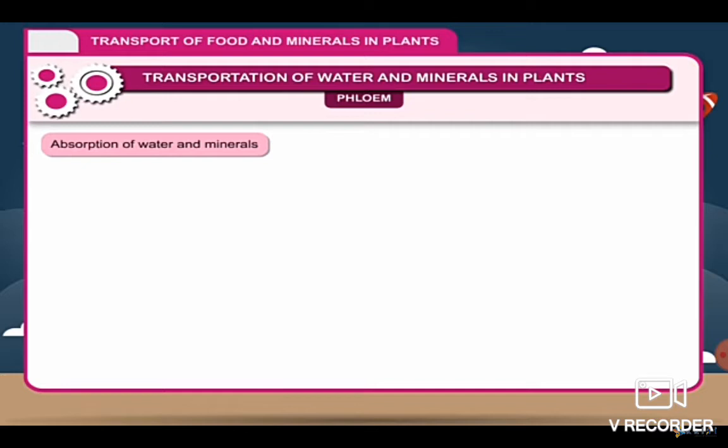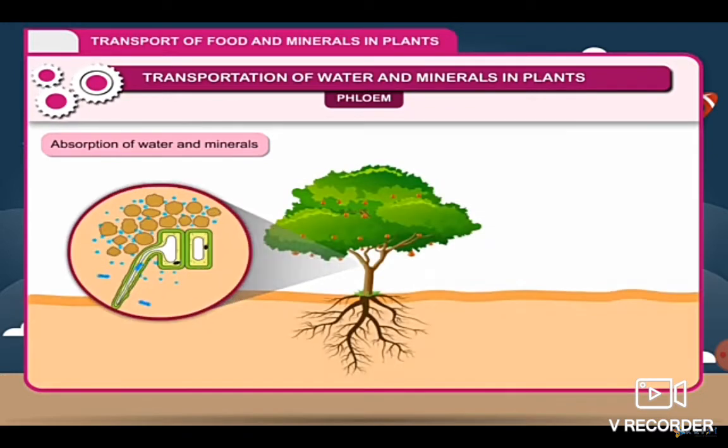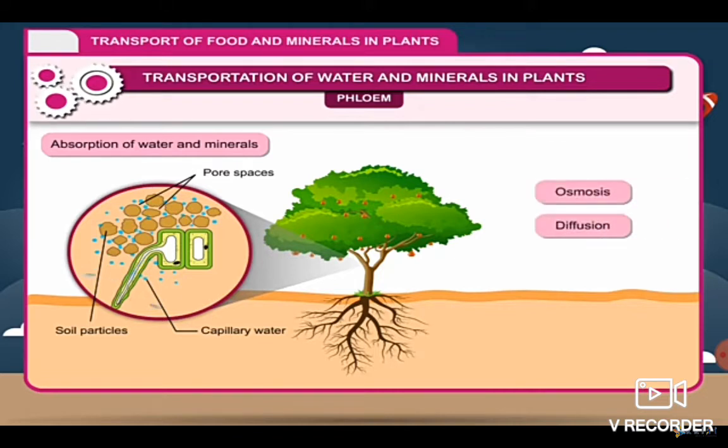Absorption of water and minerals. Plants absorb water and mineral salts from the soil with the help of their roots. The solution of water and mineral salts is termed capillary water and is present between the soil particles, called pore spaces. Along with water, mineral salts also enter the roots of the plant by the process of osmosis, diffusion, and active transport.